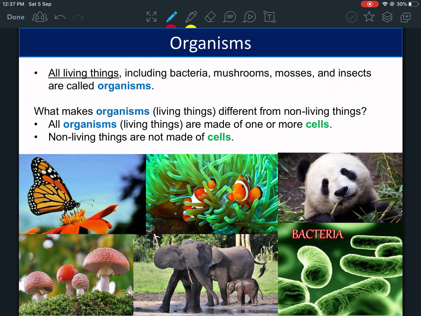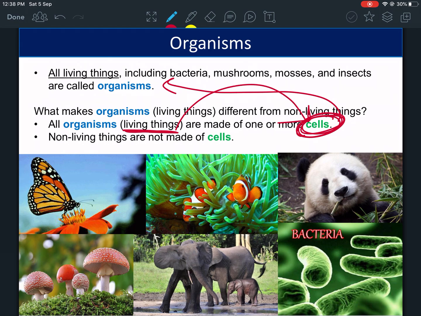Okay? So organisms are all living things. All living things are organisms. Bacteria, animals, humans. Okay? This is a plant. This is a mushroom. These are all called organisms. So any living thing you see is called an organism. Even bacteria is an organism. Okay? And all organisms are made up of cells. All of them. Okay? All living things are made up of cells.